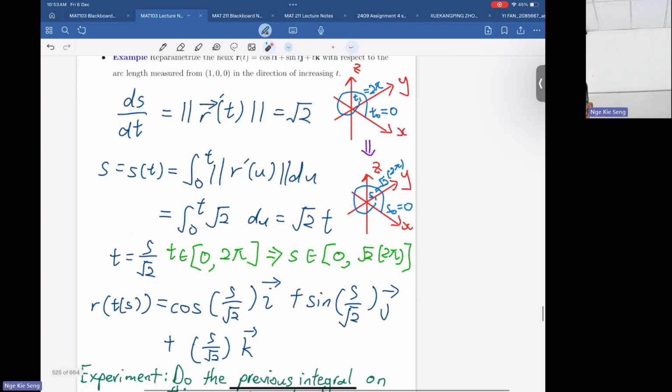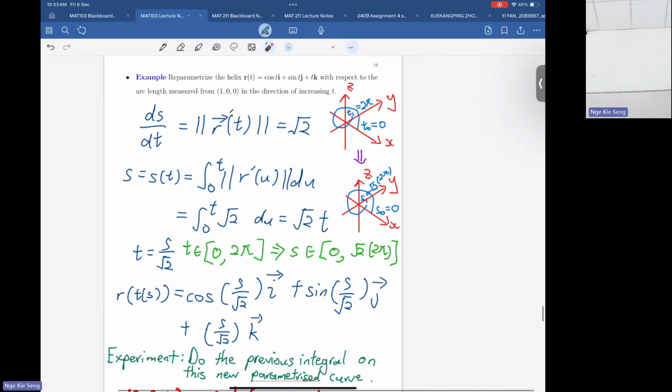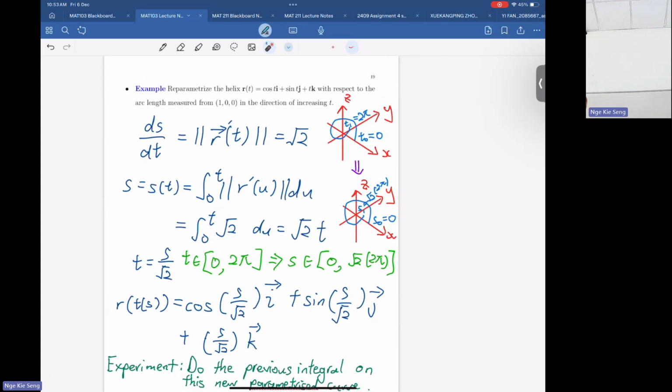So what does it mean by reparameterization here? What do you do? You sub in a new variable. How to pick a new variable here? The new variable here is this t, and the s variable here is your old variable. So you change your t into x over square root 2.